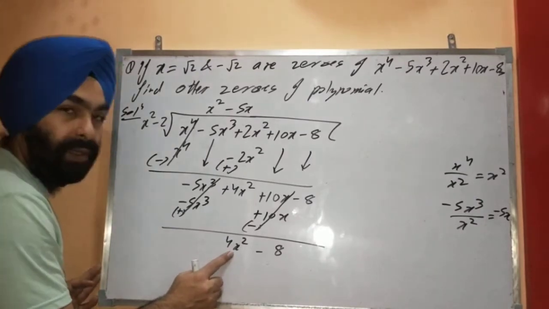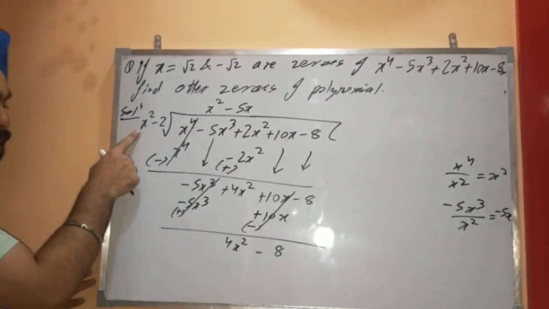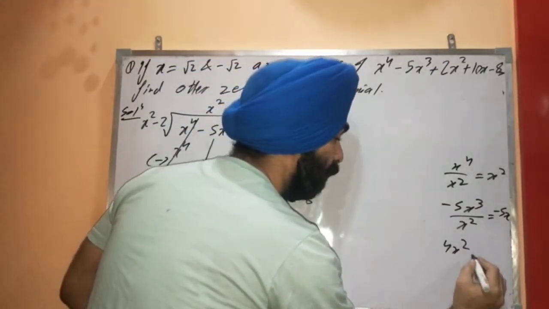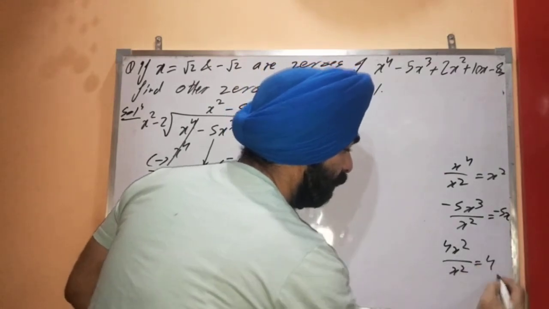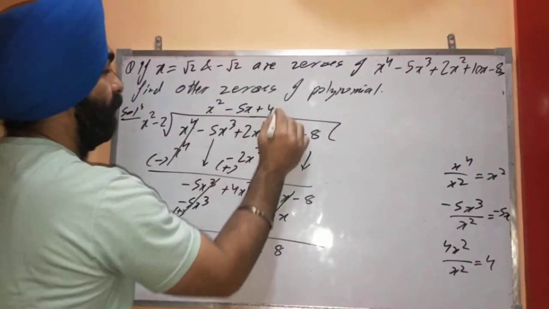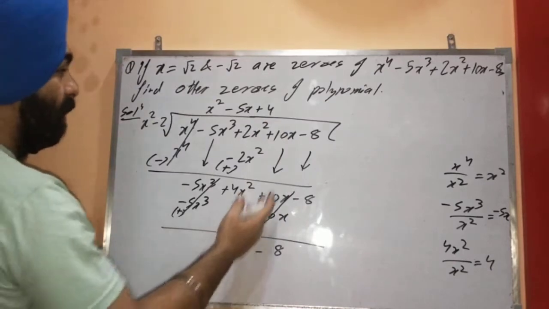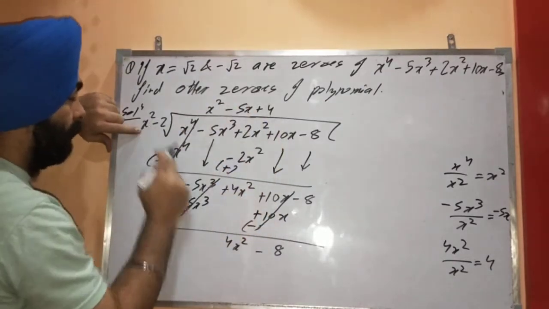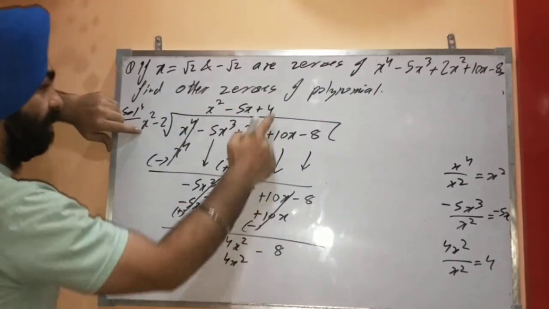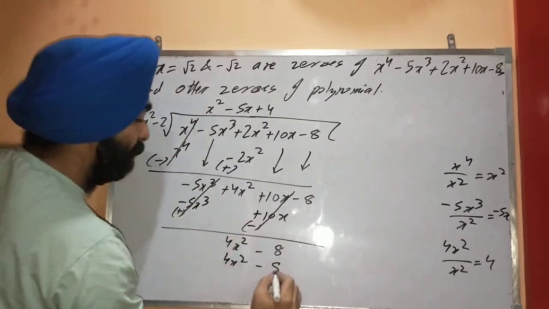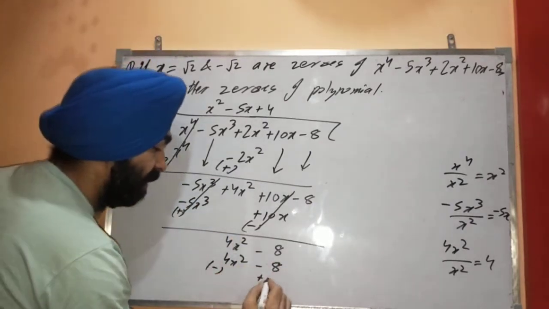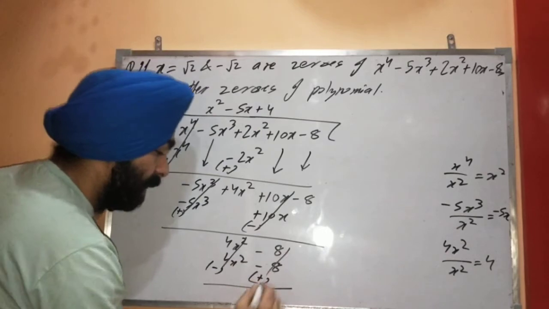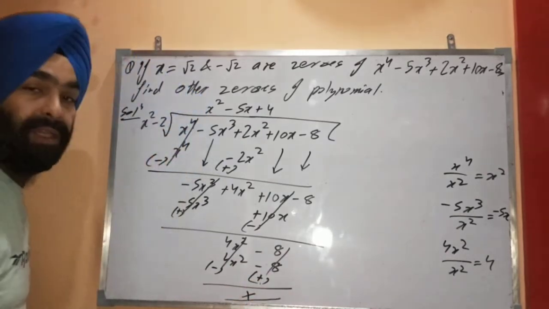Again, the first term of the dividend will be divided by the first term of the divisor. So 4x square divided by x square yields 4. So 4 is the next part of the quotient. Now 4 multiplied by x square will be 4x square. 4 multiplied by minus 2 will be minus 8. So on changing the signs, both will cancel. So the remainder is 0.